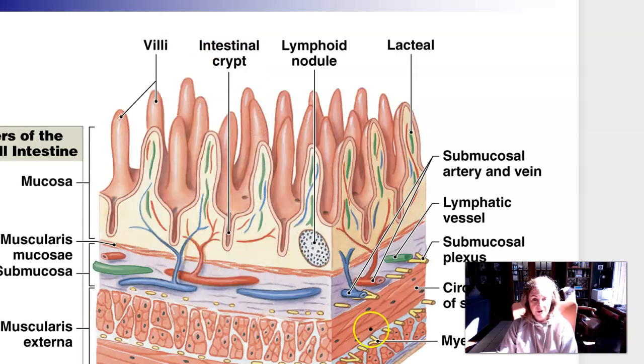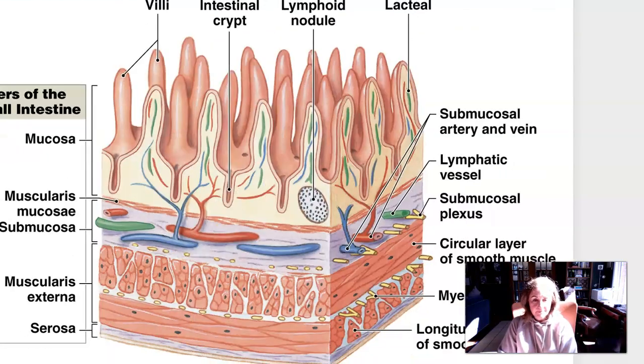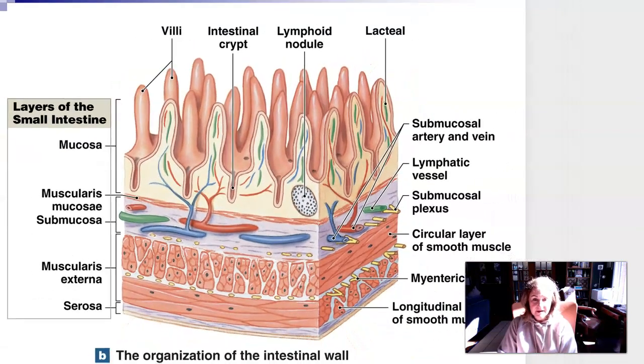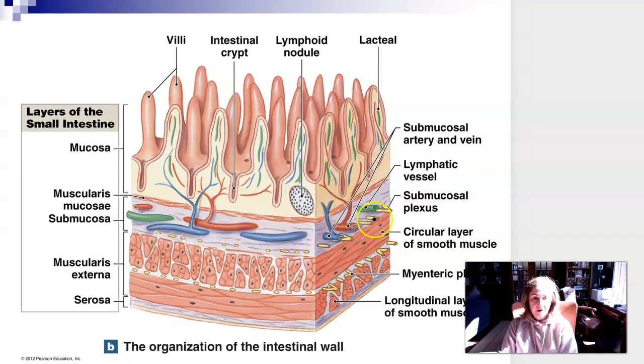And just looking at a bigger picture of all of the layers of the small intestine, we can see the villi, we can see the intestinal glands in between the villi, the lamina propria, the muscularis mucosae, the submucosa, the circular coat of smooth muscle, muscularis externa, the longitudinal coat, and then the serosa. So the main modification that we're seeing in the small intestine is this great increase of surface area with the plica, the villi, and the microvilli.